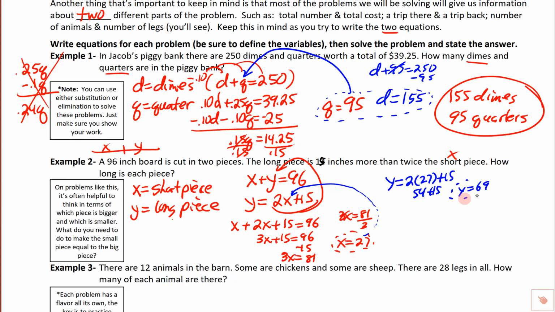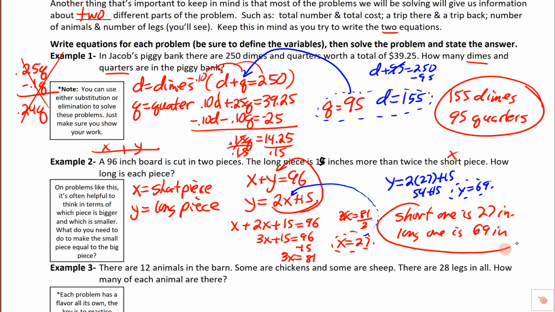So again, we've got the two answers here, but we want to answer this in the context of the problem. So we're going to say the short one is 27 inches. And the long one is 69 inches. Okay, so we've got that one taken care of, and we are on to the next one.